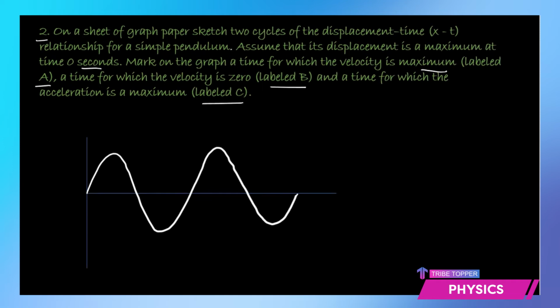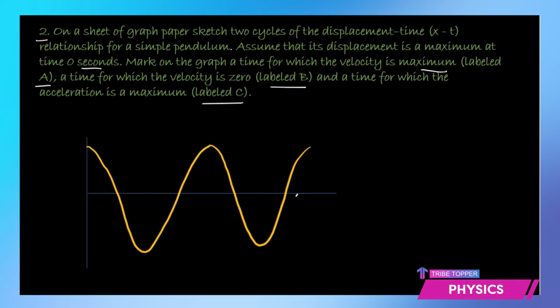Here I have drawn 2 full waves starting from 0, because they say assume that its displacement is a maximum at t equal to 0. So we won't have a sine wave, we have to draw a cosine wave for this. So you understand how we can make that mistake? We have to draw the wave keeping in mind that its displacement is at a maximum at t is equal to 0 seconds. This way we have time in seconds, and this way we have displacement x in meters or centimeters. At t is equal to 0, we are starting from the maximum displacement.